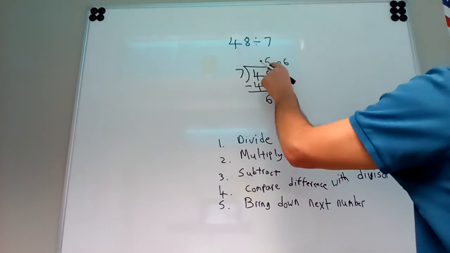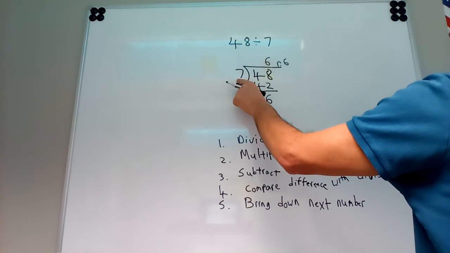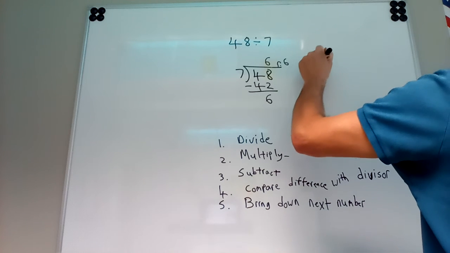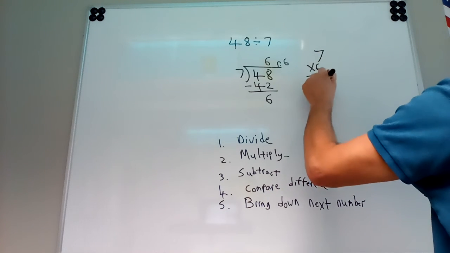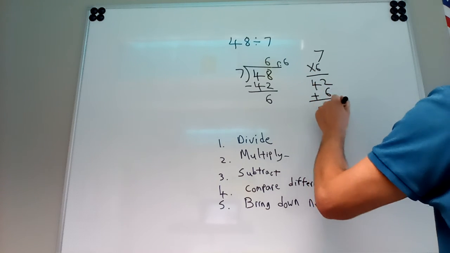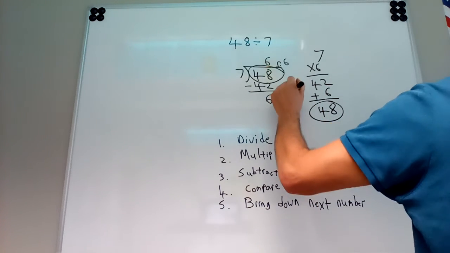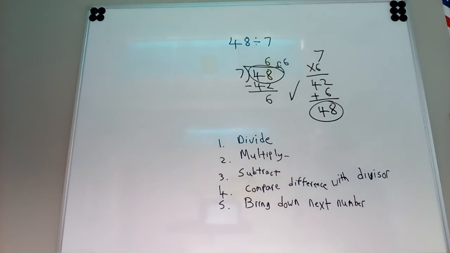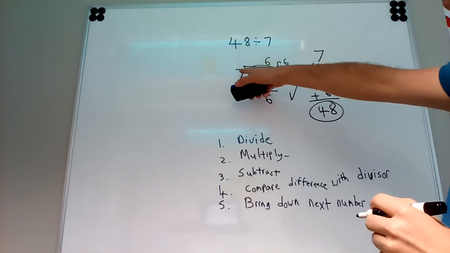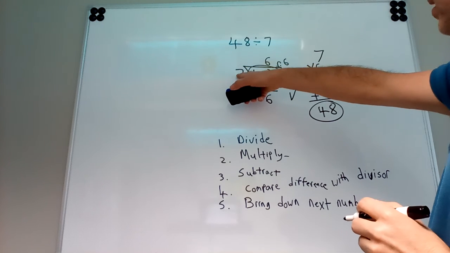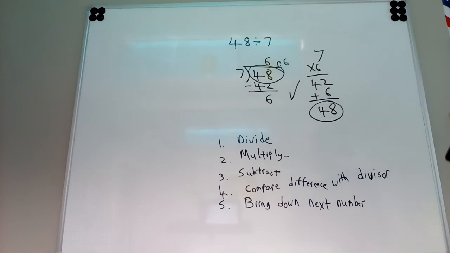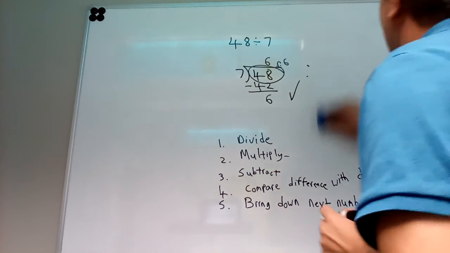You still take your number, you multiply it by this number, and the remainder is added, not multiplied. So I would go 7 times 6, well, that equals 42. And then I would add my remainder, plus 6, would be 48. And that checks out. And that's how you know. So you multiply this part of the quotient with your number, and then you add the remainder. Okay.